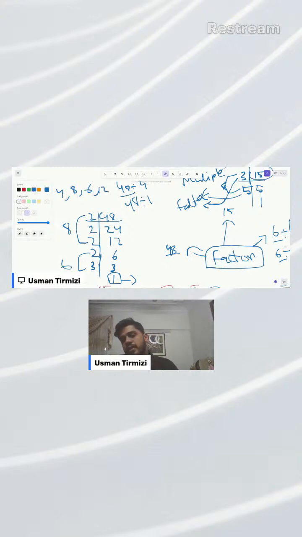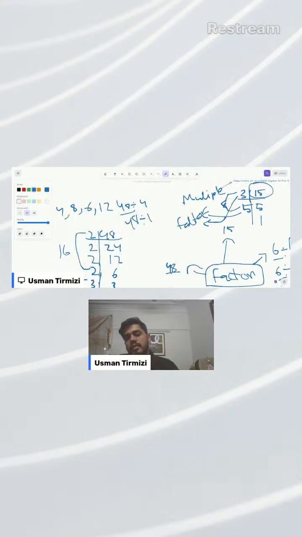if I say I need to find other factors, there are other factors possible as well. I take these three together, so it's going to become what? 2 multiplied by 2 is 4, 4 multiplied by 2 is 8, and this is 6. So 6 and 8 are also factors. So 6 is a factor, 8 is a factor, and we've devised that 4 is a factor and 12 is a factor, right?